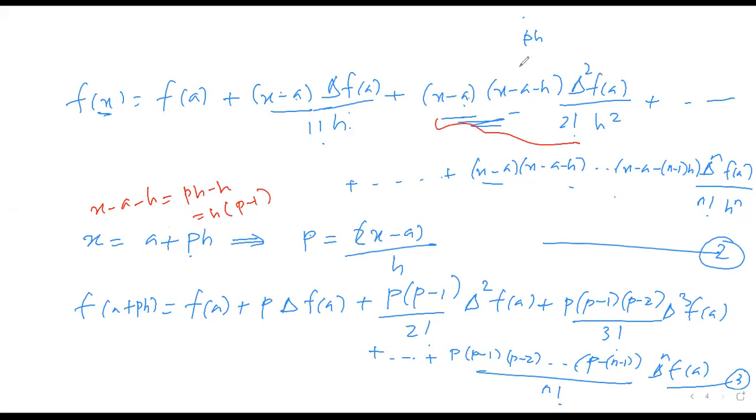So it will be h times p minus 1, okay? Divided by h squared, no? So h squared. So p into p minus 1 balance, okay? Similarly, you can find whether it is correct for this one, okay?